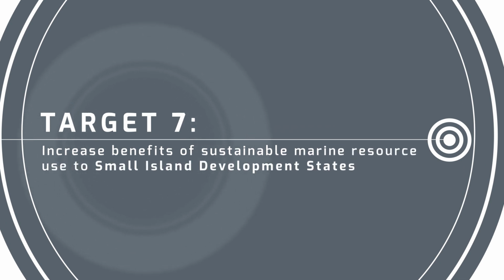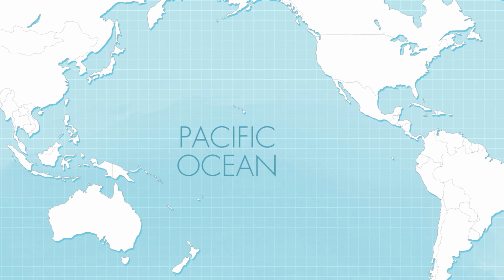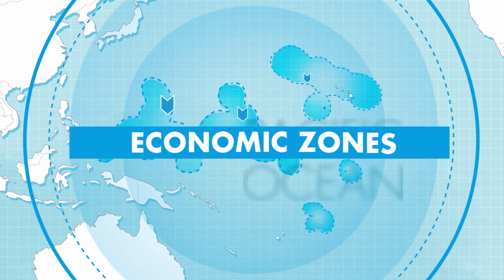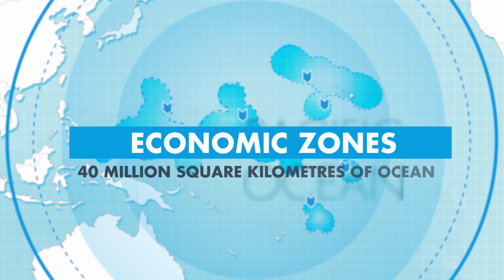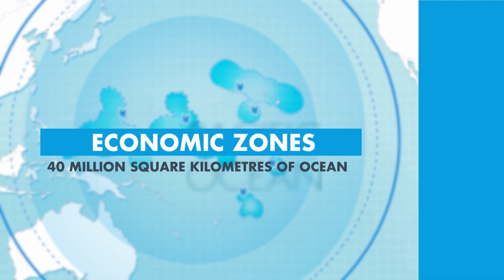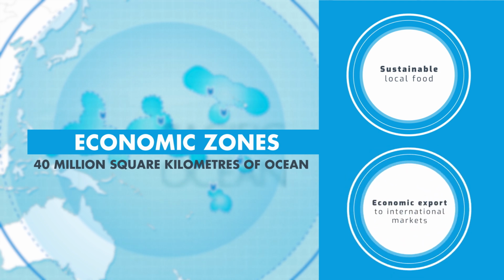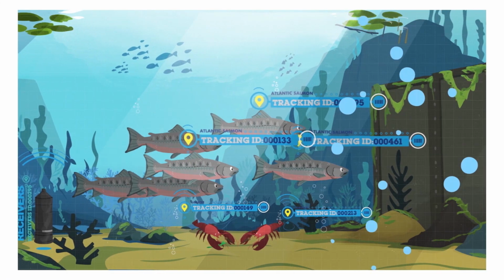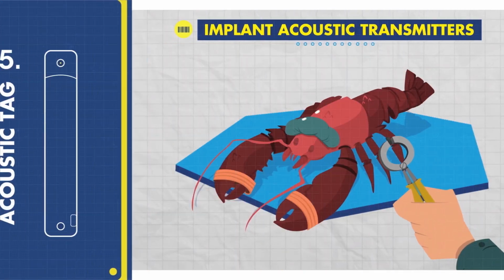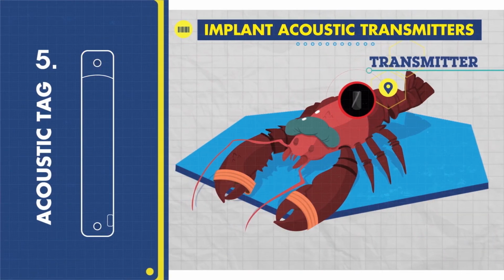Small island nations have strong ties to the ocean. In the Pacific, the economic zones of these islands cover 40 million square kilometers of ocean, providing potential for sustainable local food and economic export to international markets. Monitoring these resources is key and can be achieved with acoustic telemetry.